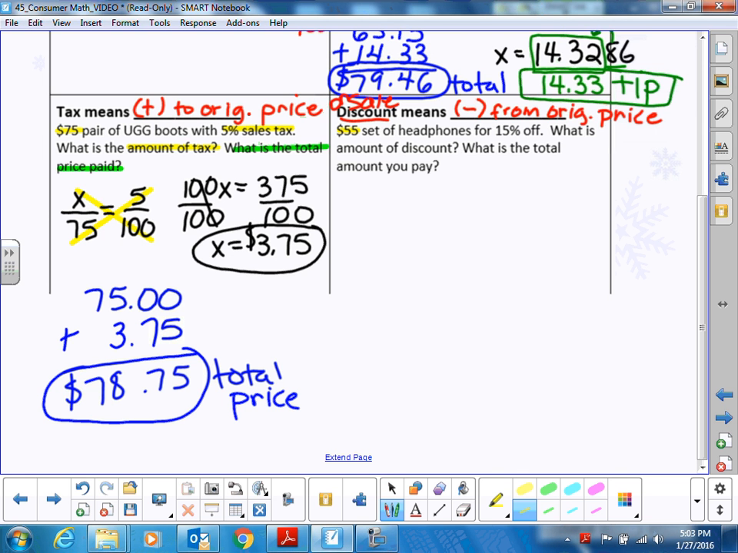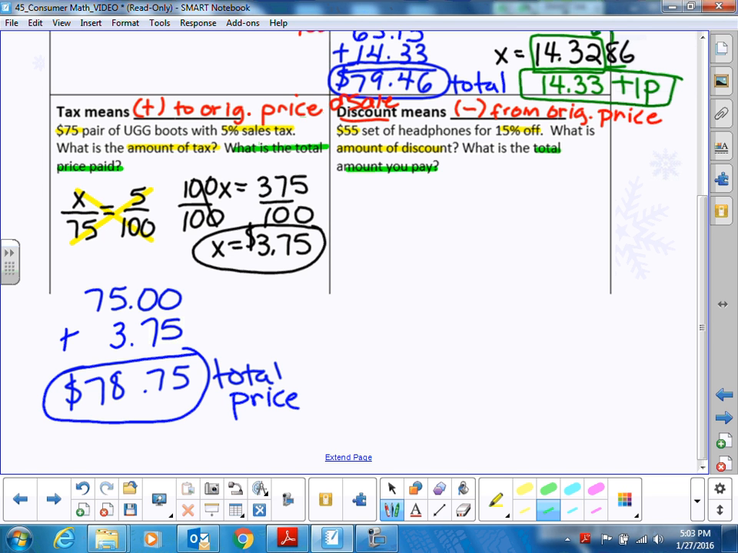$55 for a set of headphones, and they are 15% off. If you see the word off, that automatically clues you in. It's a discount. The price is going to go down. What is the amount of the discount? That's our first question. And then we have a second question that says, what is the total amount you're going to pay? Even though total usually means to add, sometimes they'll put that in there, but you have to know that if it says it's this much off, it's going to be subtracted.